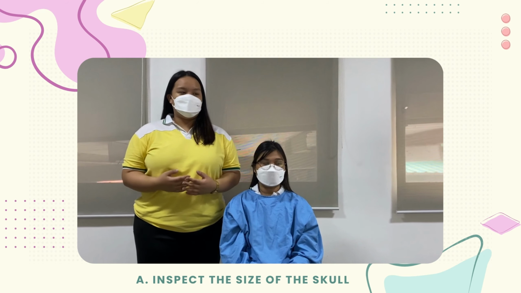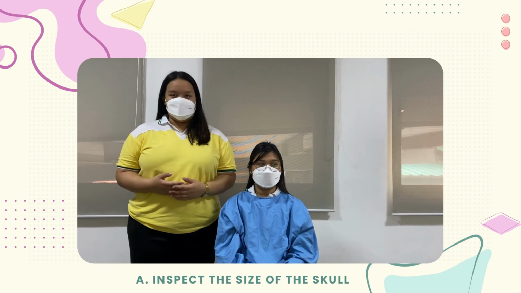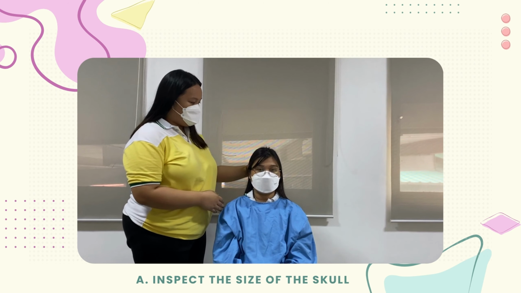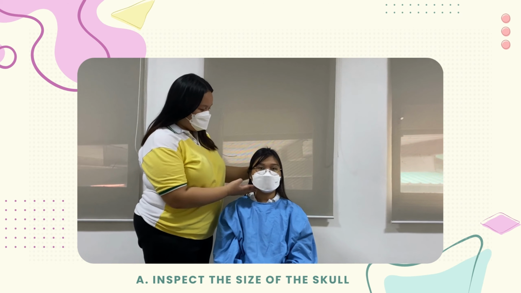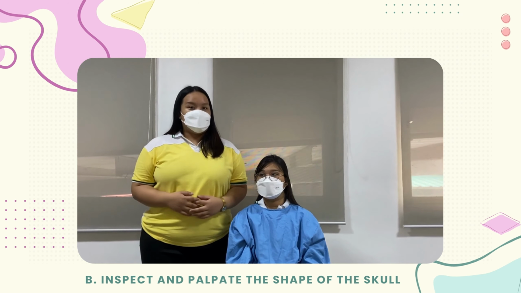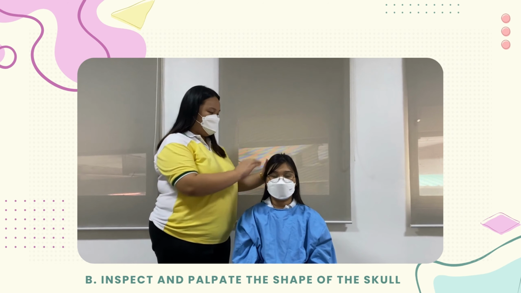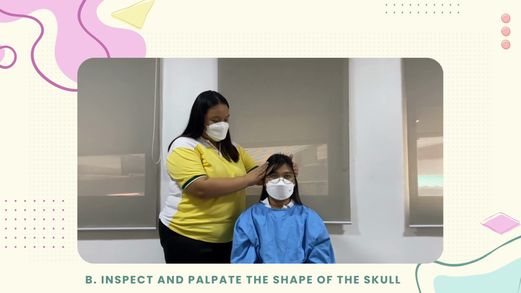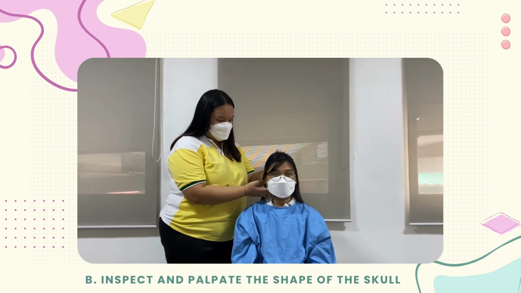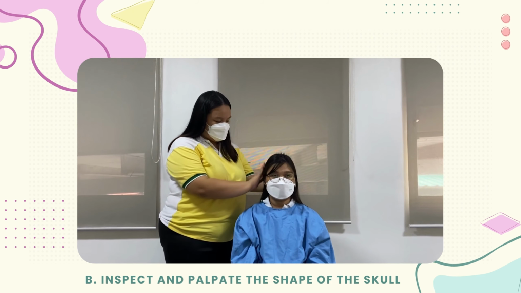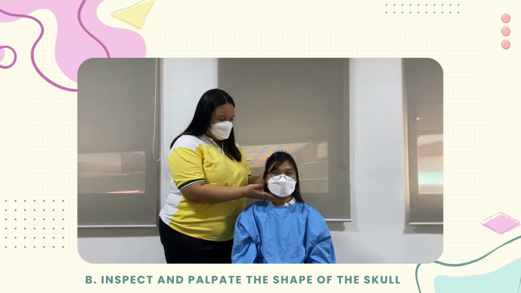In the assessment of the head, we will inspect and palpate the skull. First, we will inspect the shape and the size of the skull. Next, we will inspect and palpate the shape of the skull. To assess shape, place your fingers in the person's hair and palpate the skull. Note that cranial bones that have normal protrusions are the forehead, the side of each parietal bone, the occipital bone, and the mastoid process behind each ear.